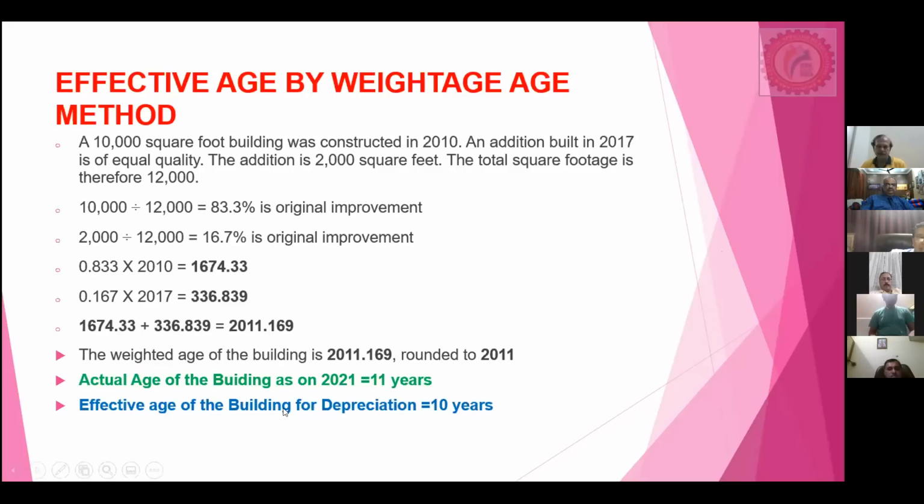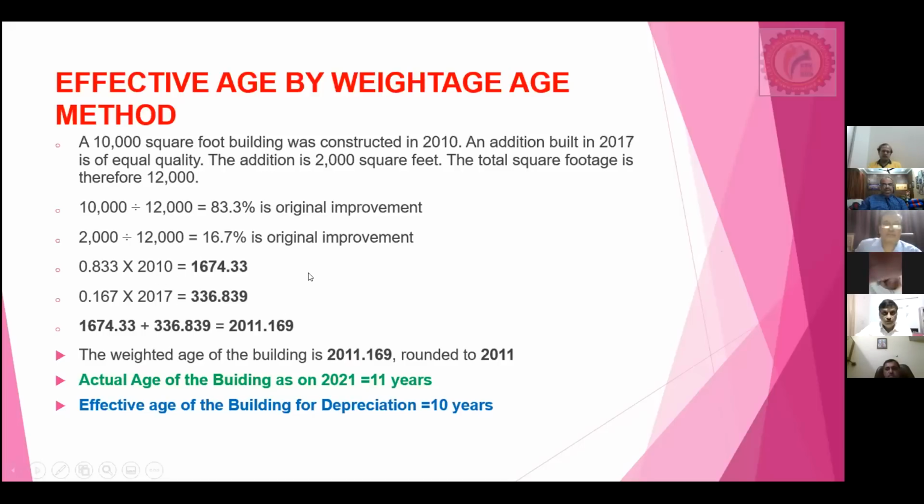So effective age is 10 years. Actual age, or the historical age as per the records or the building license, is 11 years. Any confusion in this one? See, directly I have multiplied the actual year of construction.